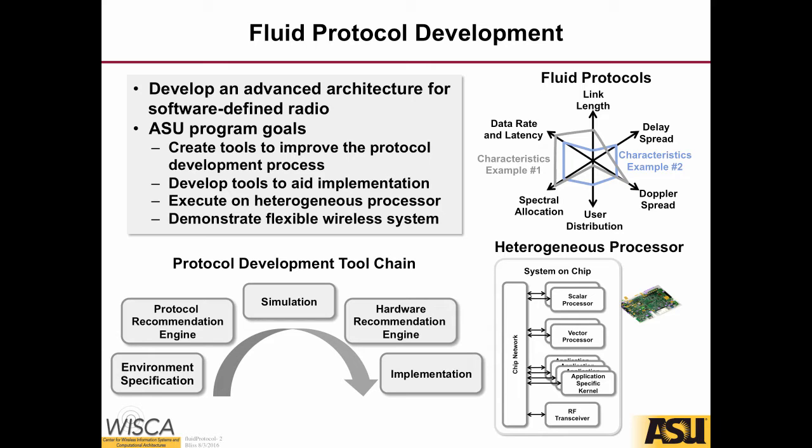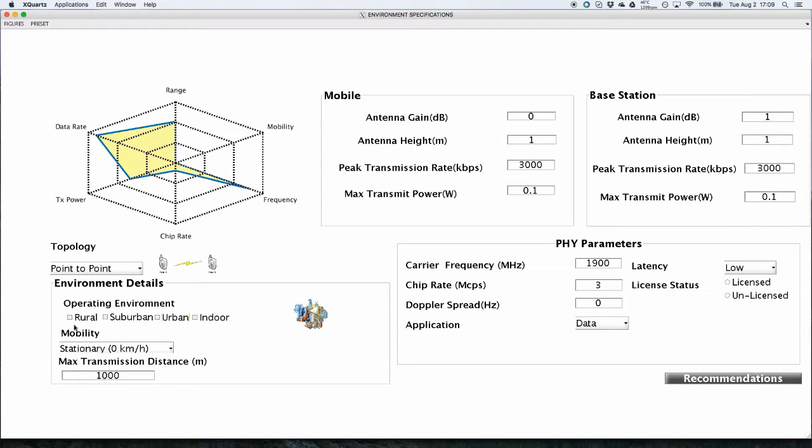kernels. We will now demonstrate a preliminary version of the processing chain, where we go all the way from environmental specification, through the recommendation engine, through simulation, through the hardware recommendation, and an implementation where we send a signal over the air. We will then modify the environments and the specifications for a protocol, and go through the process again. Here we see the working version of our GUI, which acts as an interface to the hardware recommendation engine.